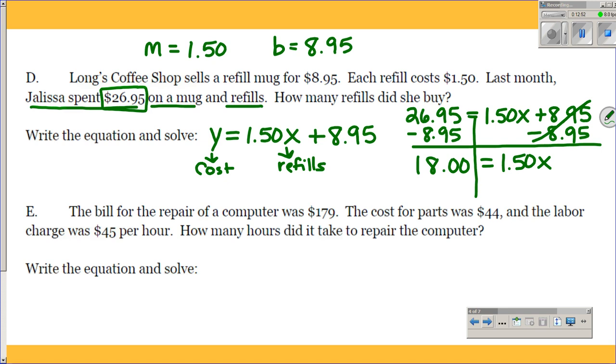Now we're going to divide $18 by the $1.50, which is the cost per refill. And that shows that Jaleesa purchased 12 refills. She purchased 12 refills. So if we divide 18 by $1.50, you're going to find that she purchased 12 refills.